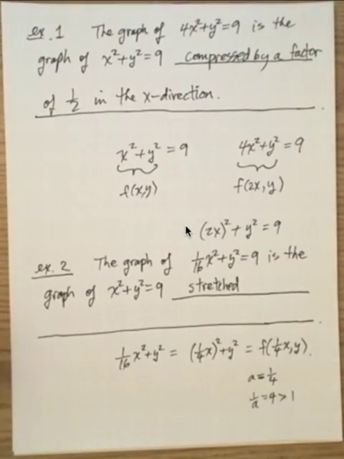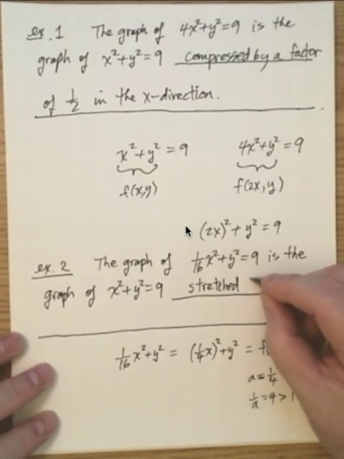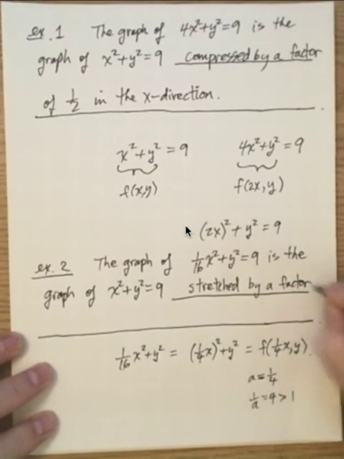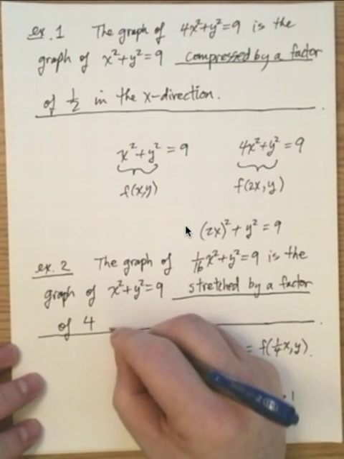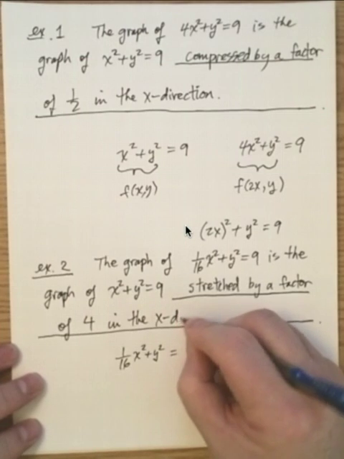Some people would say dilated. There's other things you can call it. Stretched by a factor of 4 in the x direction.